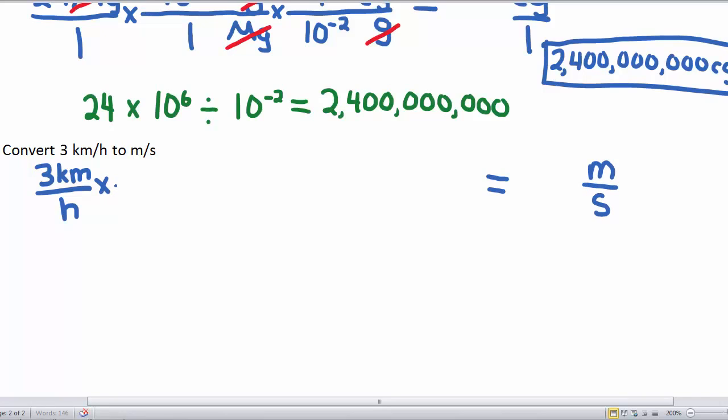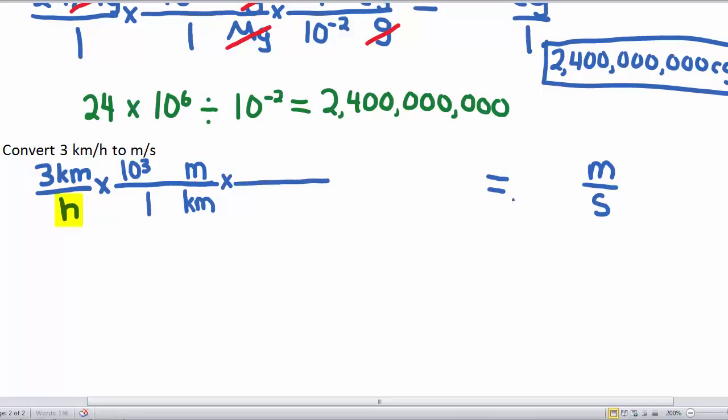So let's go through this. In my first conversion factor, you may do this in a different order than I do, and that's totally okay. I got kilometers up top. I don't want that. I want to get rid of kilometers. So I'm going to toss some kilometers on the bottom here. And I'm going to go to meters. I know that kilo means 10 to the 3. So 1 kilometer is 10 to the 3 meters. And now I can move on to my next conversion factor.